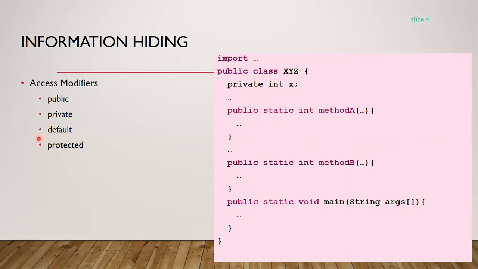What it means when we say public is that this is publicly accessible within the package, wherever this class is going to be placed, or outside the package equally. Private is to the class itself. This X does not exist, or nobody can access X member outside the class.